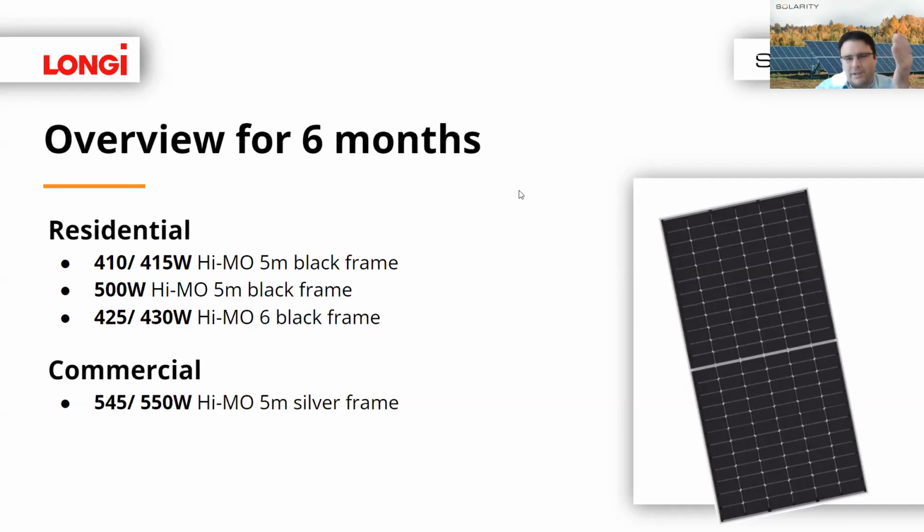Usually in the residential segment, up to 455, you would have your black frame, but for 485, 500 and more, you would have silver frame. But I guess recently people tend to put higher power outputs than 455 even on residential, so that's why they're choosing the black frame.